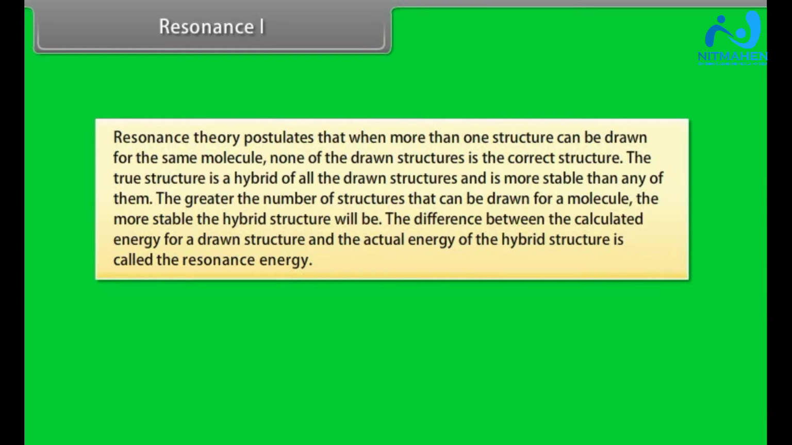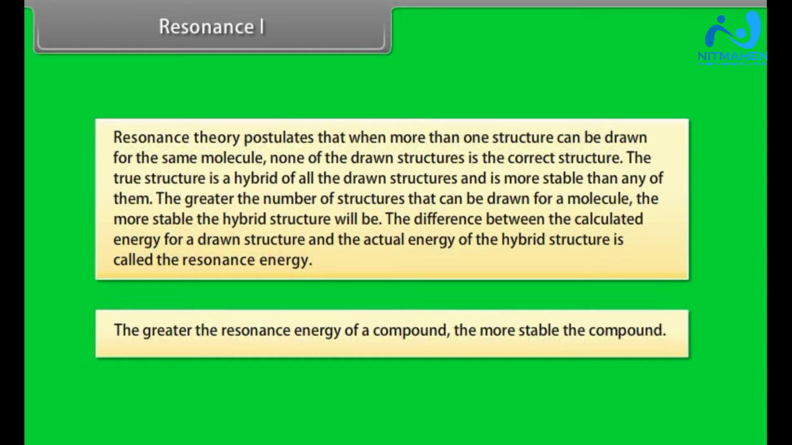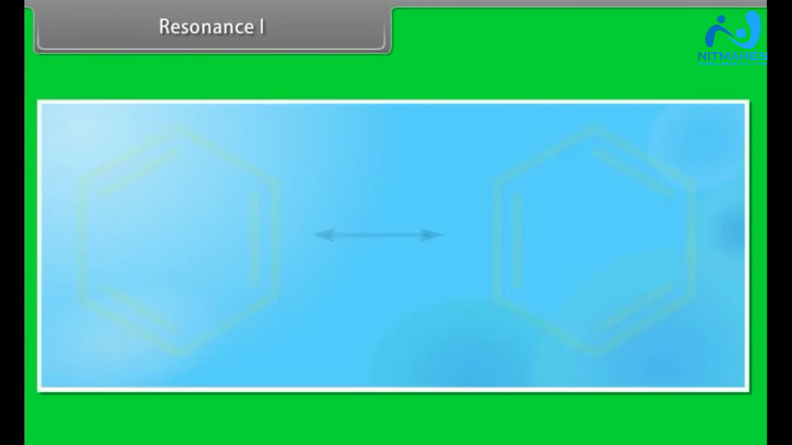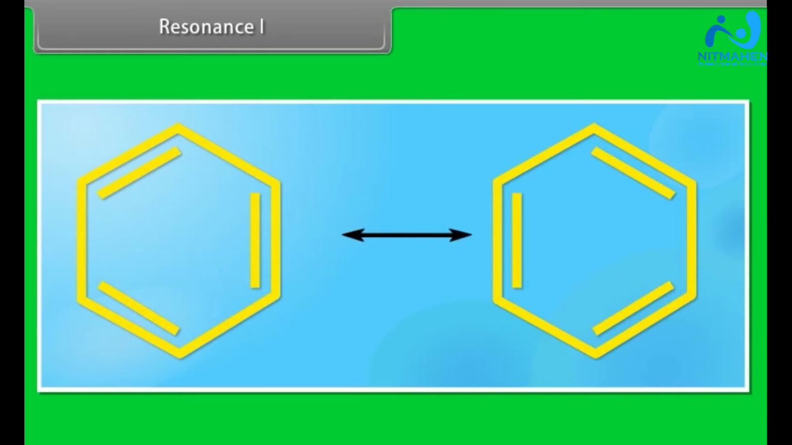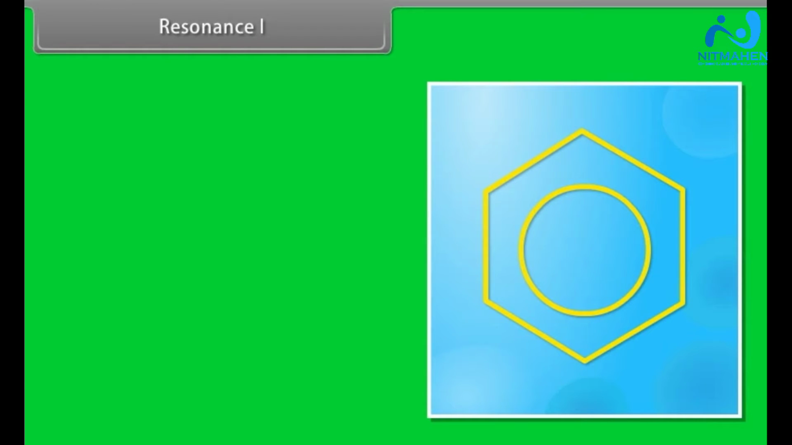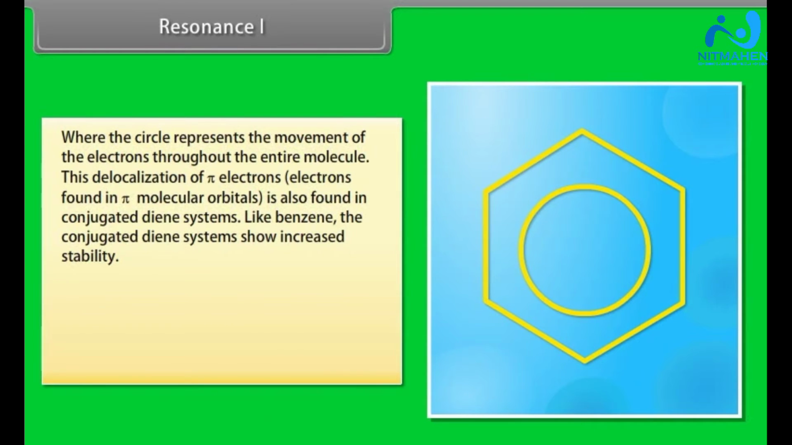The difference between the calculated energy for a drawn structure and the actual energy of a hybrid structure is called the resonance energy. The greater the resonance energy of a compound, the more stable the compound. The two Kekulé structures that can be drawn for the benzene molecule are actually two resonance structures. The hybrid of these structures would be drawn like this, where the circle represents the movement of the electrons throughout the entire molecule. This delocalization of pi electrons, found in pi molecular orbitals, is also found in conjugated diene systems. Like benzene, the conjugated diene systems show increased stability.